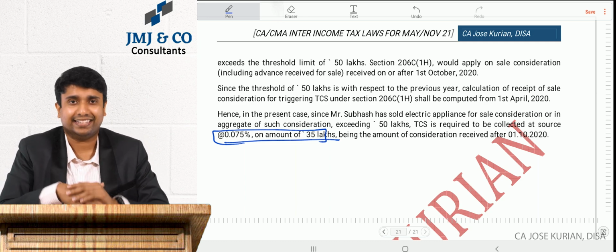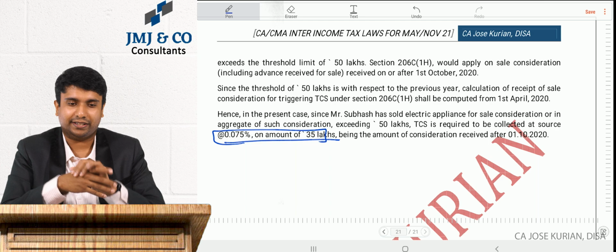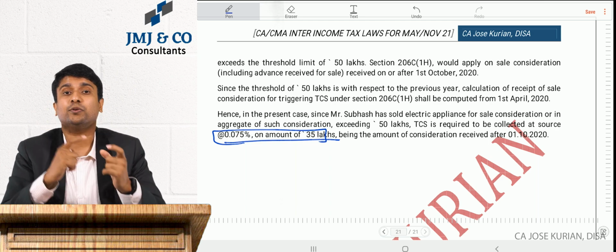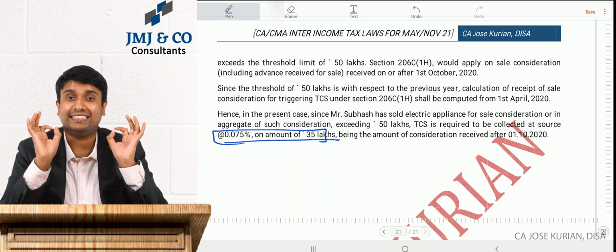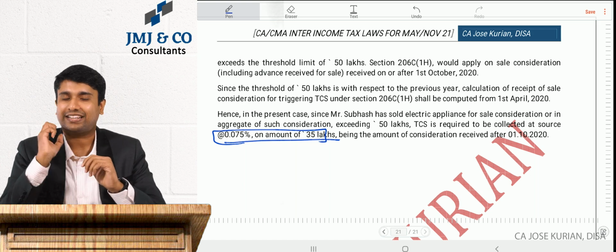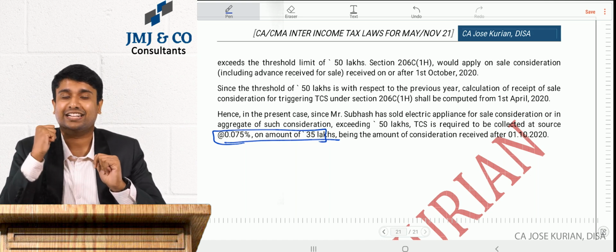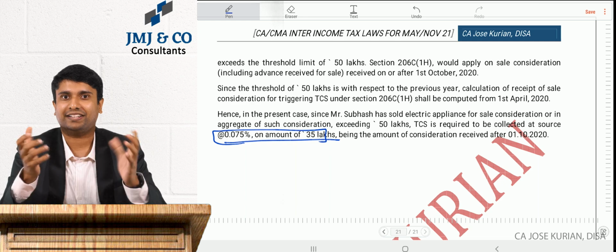So friends, by this I can say the entire RTP, including MCQ and descriptive questions, we have discussed in detail. Alright, hope you got a clear picture on this particular revision test paper 2021 May attempt.